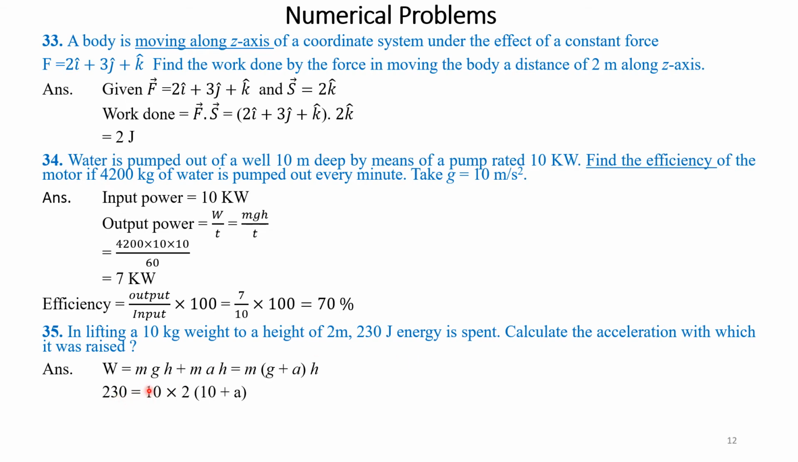Energy equals mass, which is 10 kg, into height, which is 2 meters, into 10 plus acceleration A. We do not know the value of A. We have to find the acceleration with which it was raised. Therefore, simplifying, we get 230 divided by 20 minus 10. So, the value of acceleration is 1.5 meters per second square.